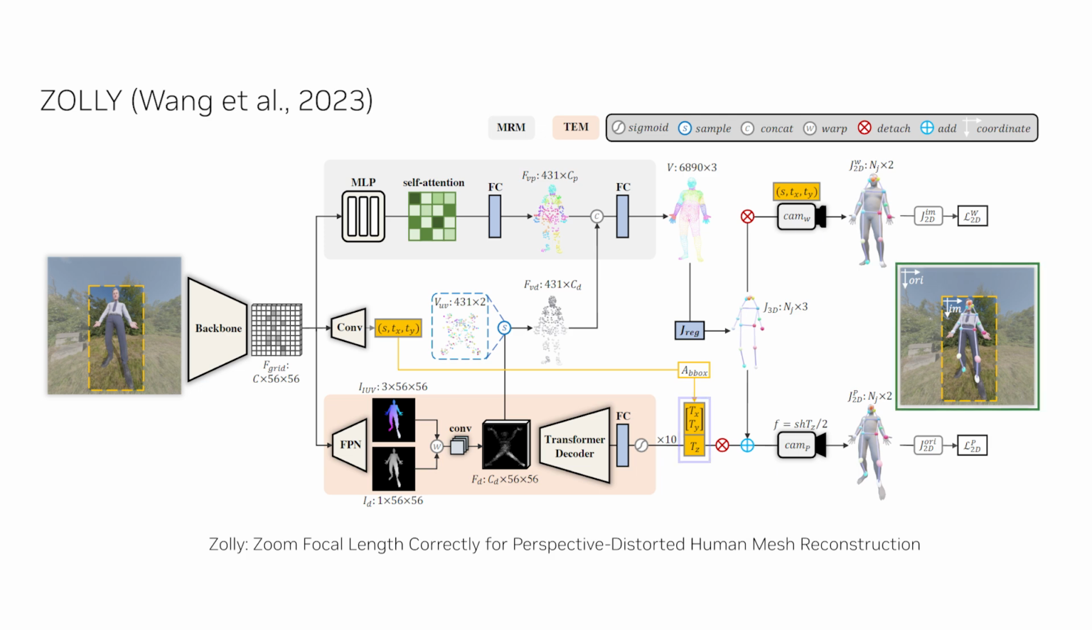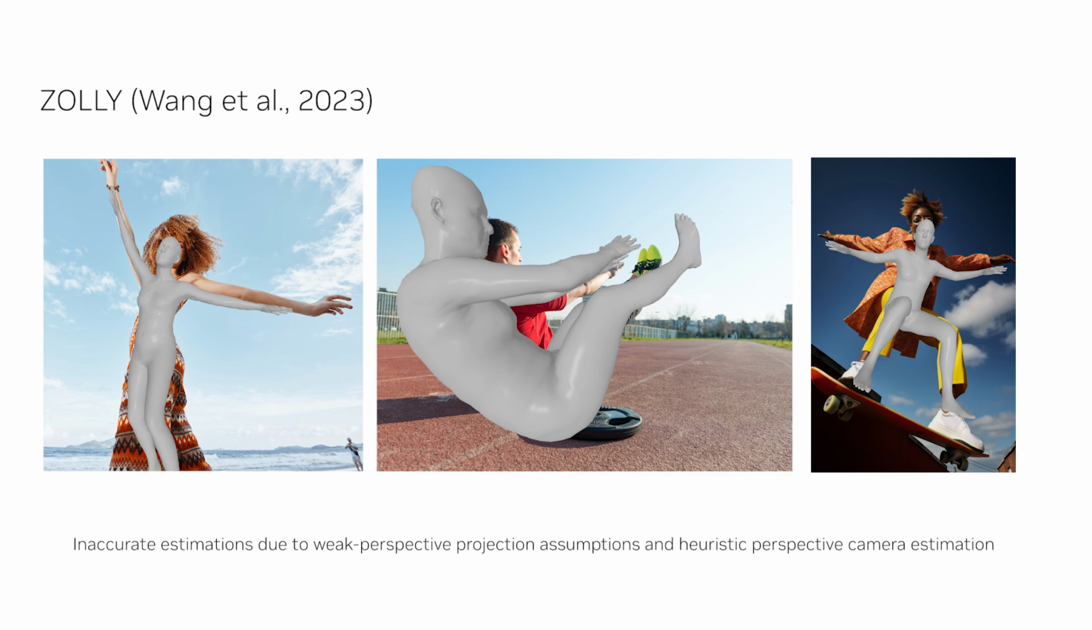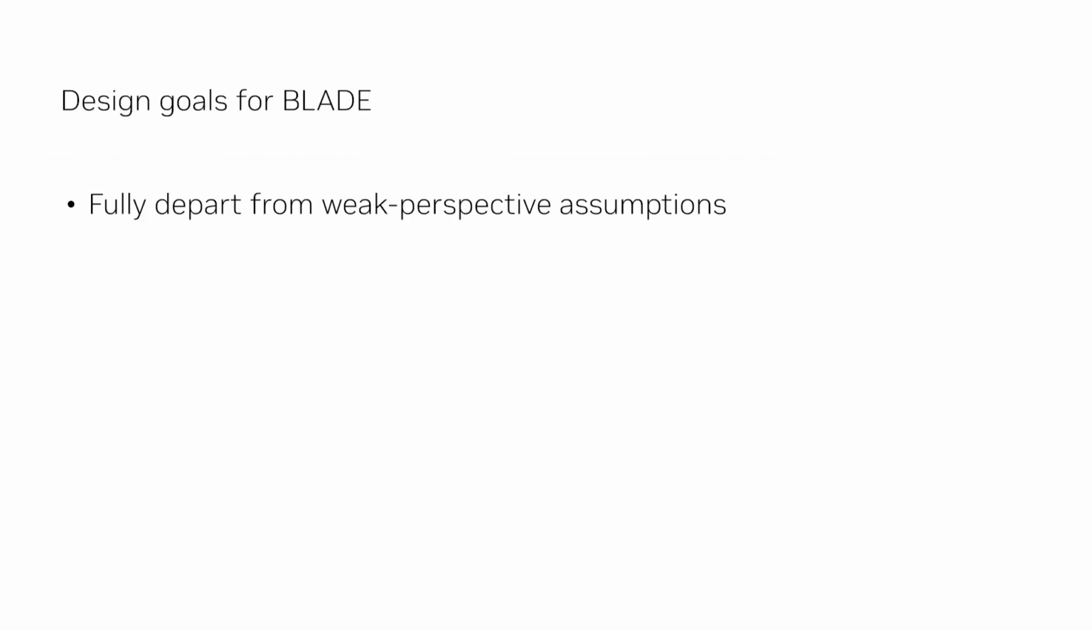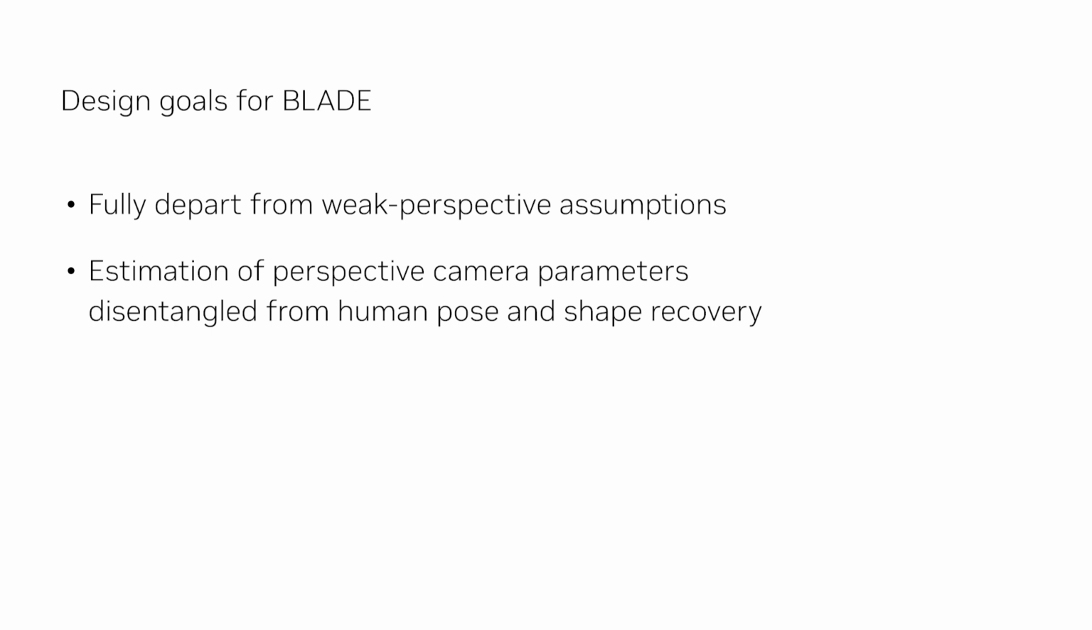The state-of-the-art method, CLIFF, is a perspective-aware model which allows human mesh recovery from close-range images by estimating the pelvis distance TZ. However, it uses inaccurate approximations that can lead to an incorrect projection. Our method is different in the sense that it fully departs from relying on heuristics during perspective camera parameter estimation.